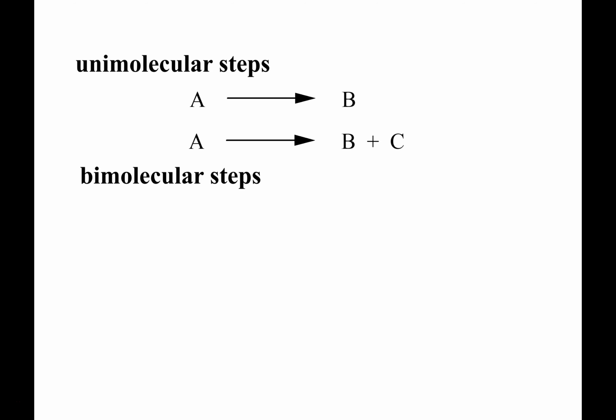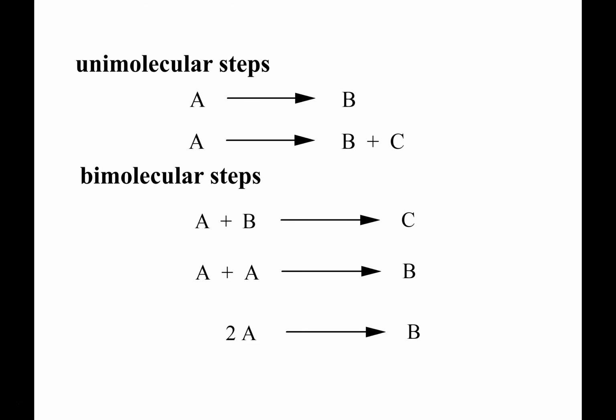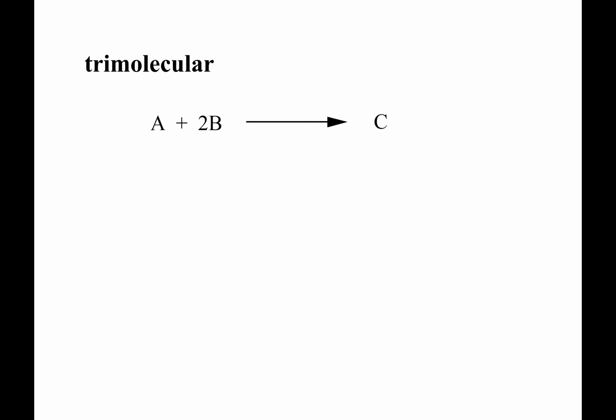This would be an example of a bimolecular elementary step. Notice the fourth one up there: 2A going to form B. Bimolecular. Now, termolecular or trimolecular. I go back and forth between ter and tri, so you'll just have to catch me where I go.